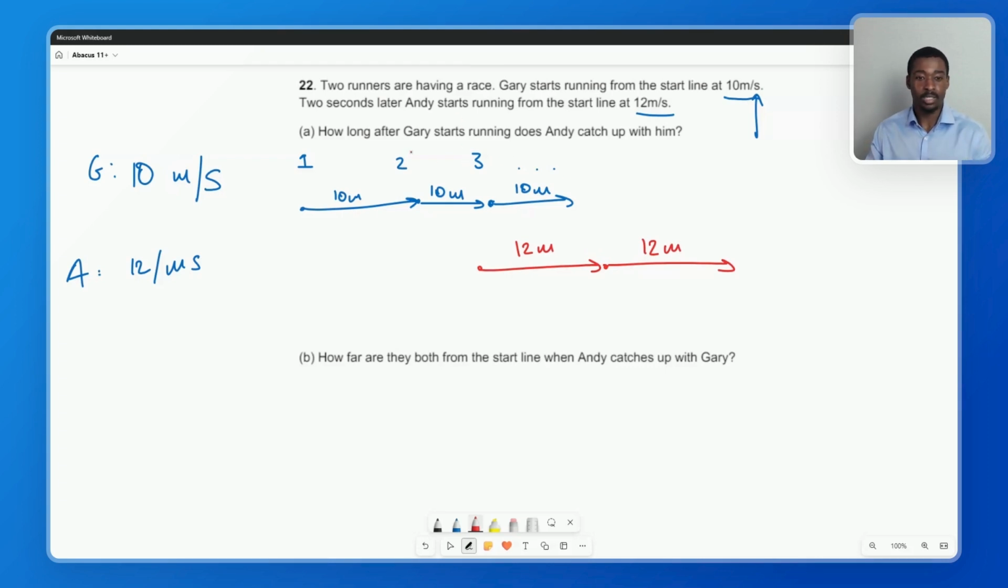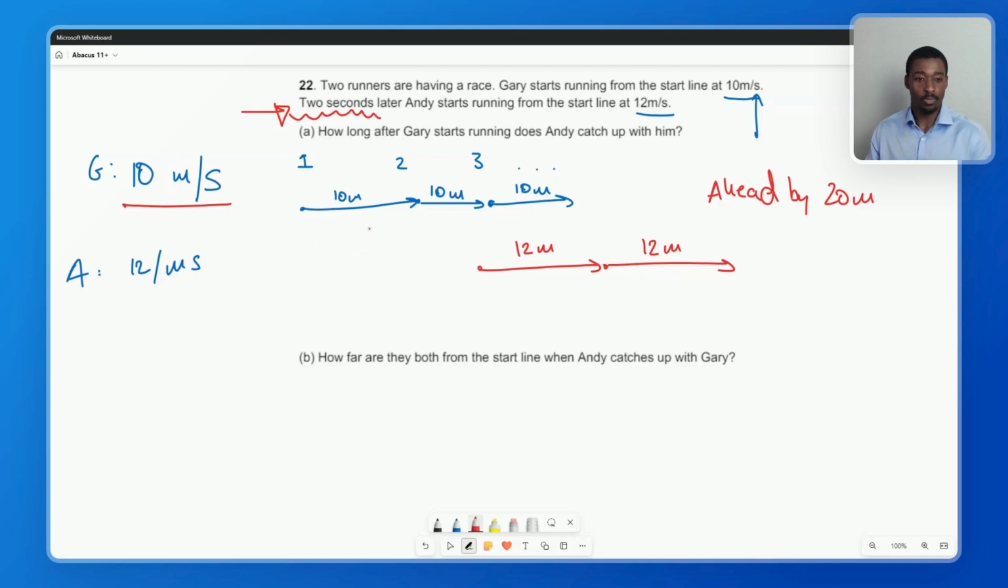Well, think about it like this. We're told that Andy starts running 2 seconds after Gary has started. So knowing what we know about Gary's meter coverage every single second, how many meters would Gary have already run in those 2 seconds where Andy hadn't started yet? Well, if Gary's running at 10 meters per second, then in those 2 seconds where Andy hasn't started yet, Gary is ahead by how many meters? He's ahead by 20 meters. That's how much Gary's ahead by, 20 meters.